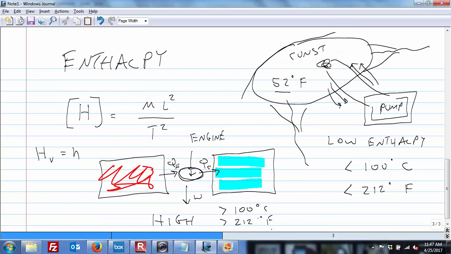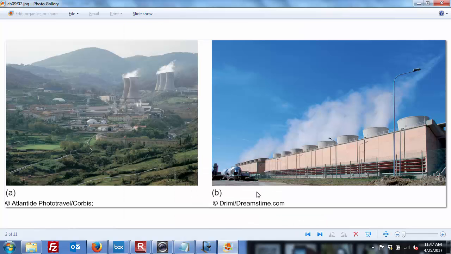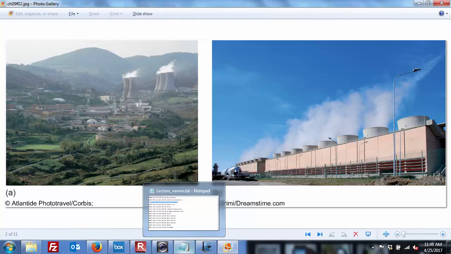Okay, so that's high enthalpy versus low enthalpy systems, because this very first figure introduces the word enthalpy. That's why I wanted to make sure we know what that is. Okay, so here's a couple plants, and you look at the towers there. Why do you need the towers?